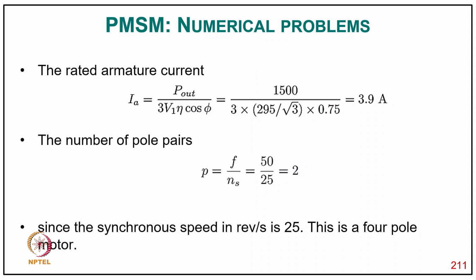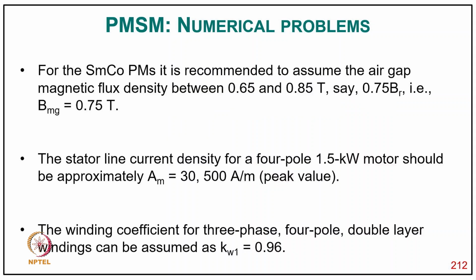So coming to rated armature current, IA equal to P out upon 3 V1 eta cos phi. Putting the value, it comes to 3.9 ampere, and number of pole pairs p equal to f upon Ns, that comes to 2. Since the synchronous speed is 25 revolutions per second, this is a 4-pole motor.